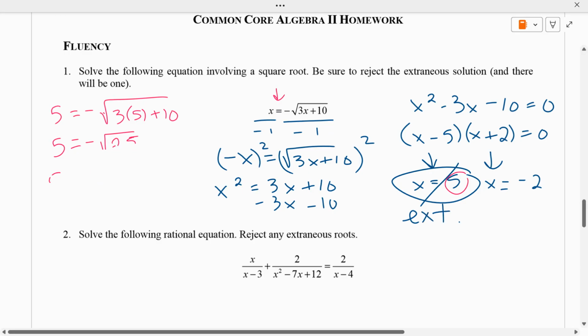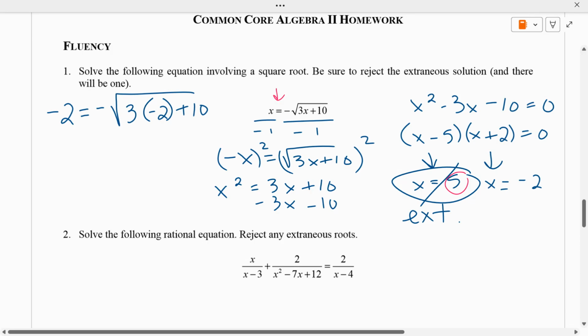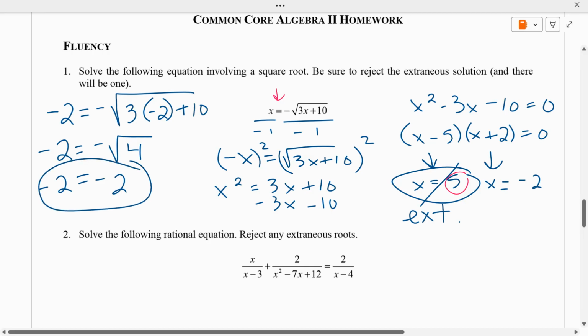Let's check negative 2. If I let x equal negative 2, I have negative 2 equals the opposite of the square root of 3 times negative 2 plus 10. Well, 3 times negative 2 is negative 6, and negative 6 plus 10 is 4. So I have negative 2 equals negative the square root of 4. Well, the square root of 4 is 2, so I have the opposite of 2 equals negative 2. And this is true. So this solution is good.